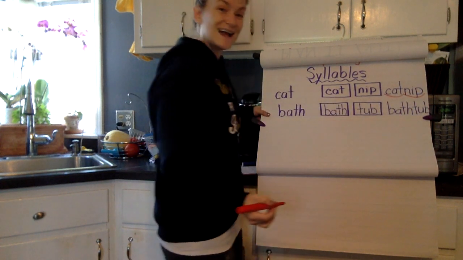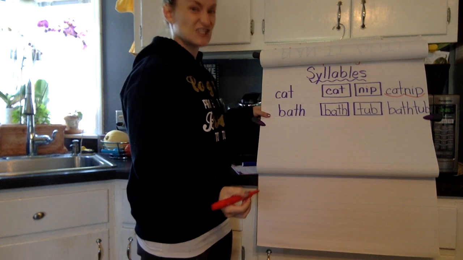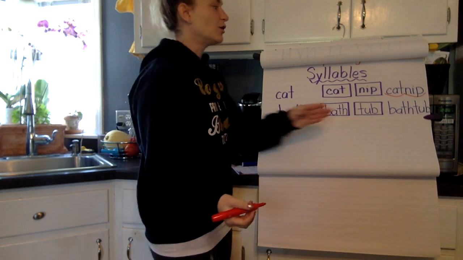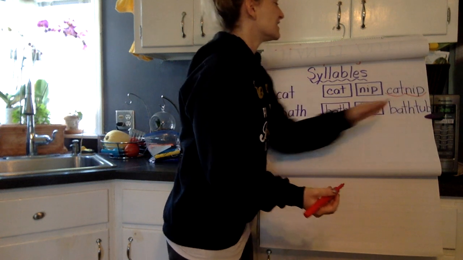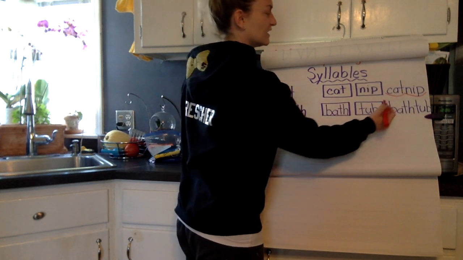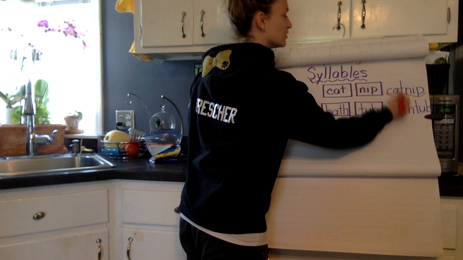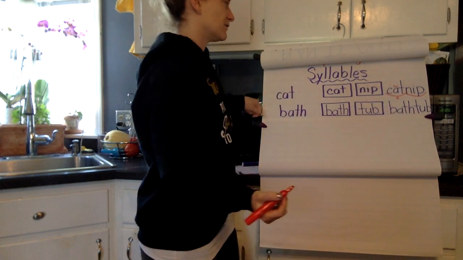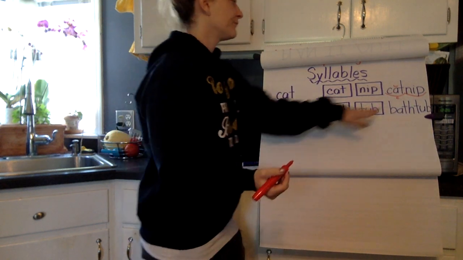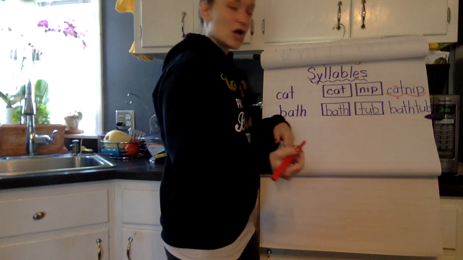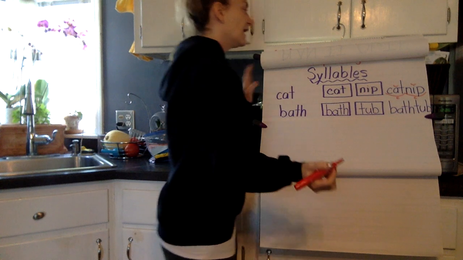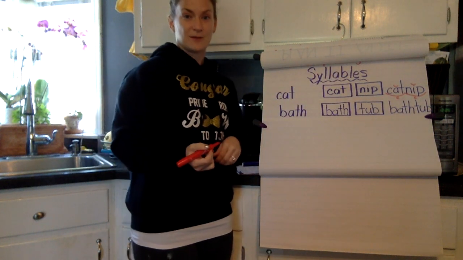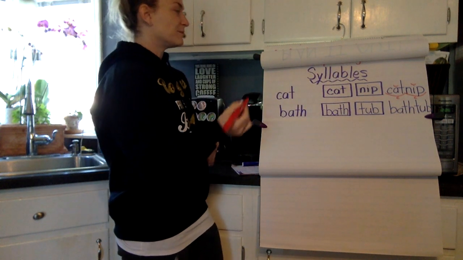Catnip. I scooped both of the syllables. They each got their own scoop. Now, I'm going to go ahead and look at the first syllable, cat. Cat has a short vowel sound. It's a closed syllable. So I'm going to mark cat as a closed syllable with a short vowel sound. Now let's move on to nip. Nip is also a closed syllable with a short vowel sound. And that is how you mark up catnip as a 2-syllable word. You mark up each syllable.